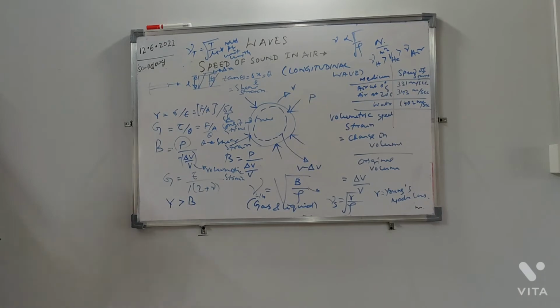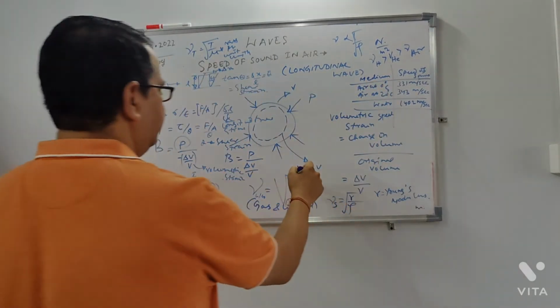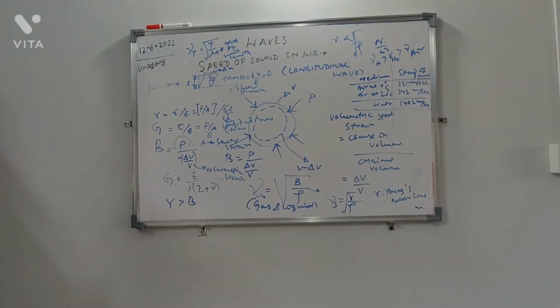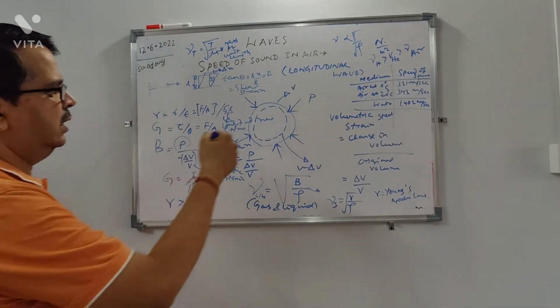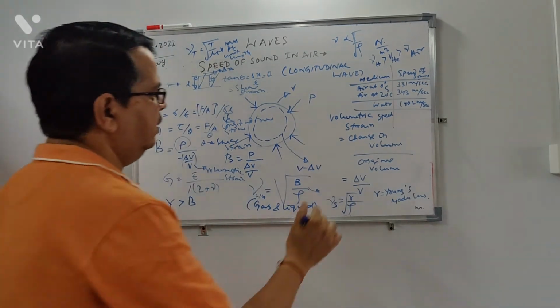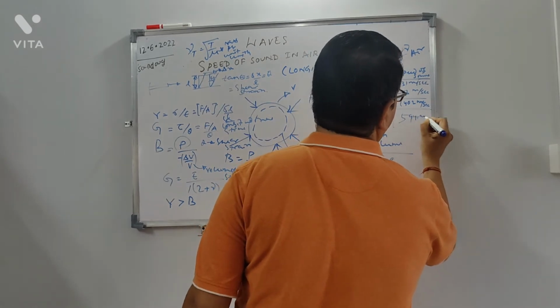So then velocity of sound: if we find the bulk modulus, then only we can find the velocity. So clear? Understood. Then water, then steel. What is the value? Steel is 5941 meter per second.